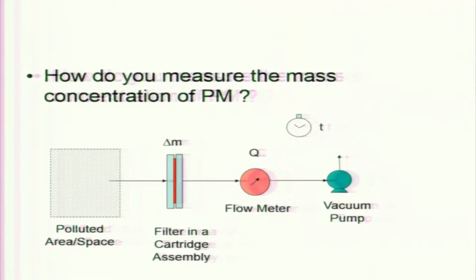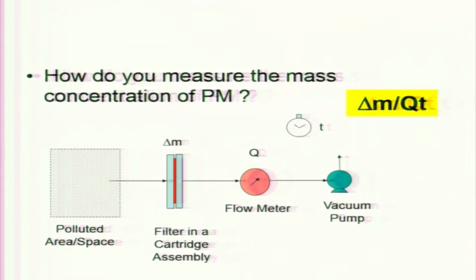And then what you do is you do some measurements. So the filter paper that was weighed before and the filter paper that was weighed after, you basically have now the amount of particulate matter that got collected on that filter paper. In how much time? Well, Q was the flow rate. You had a stopwatch also, so you found the time for which that flow rate was maintained. So delta M by QT is the concentration of particulate matter in this space. Straightforward. Not complicated at all.